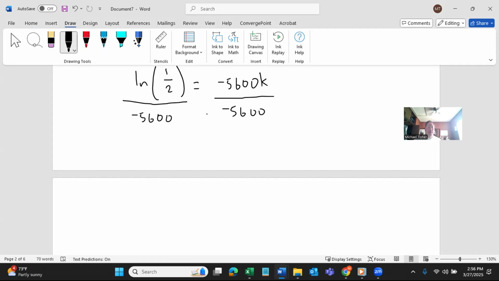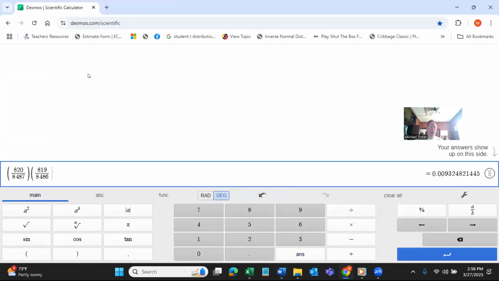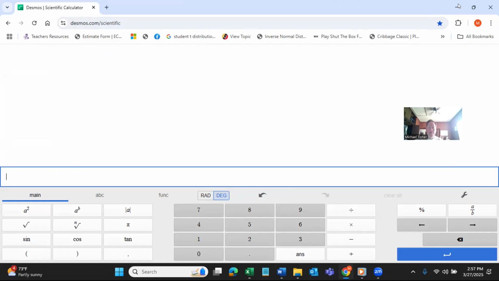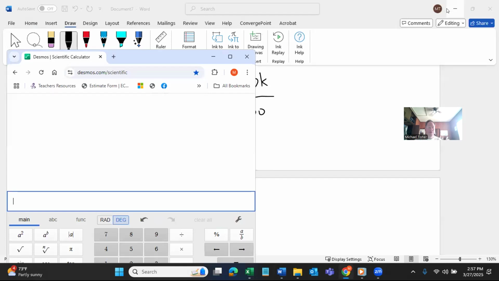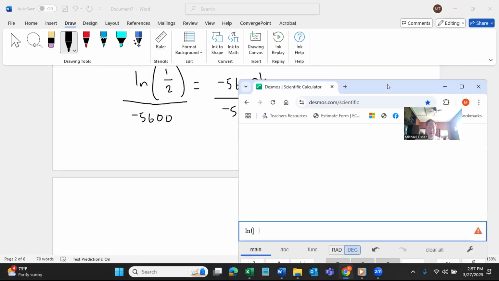All right. Now we can use a calculator to find ln of 1/2 over negative 5,600. I like to use the Desmos calculator at desmos.com/scientific. Let's go ahead and put this in. All right, so that's going to be ln of 1/2. Now 1/2 is the same as 0.5, so we'll put 0.5 in there, and then divide by negative 5,600.